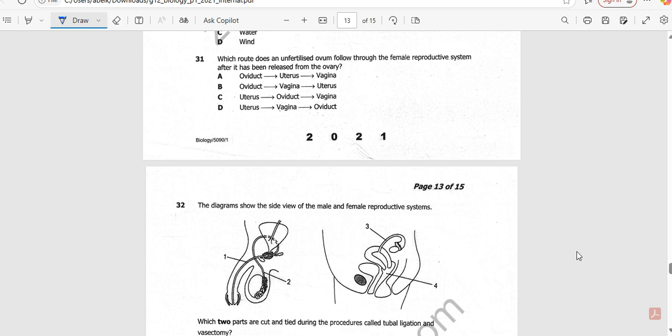Which route does an unfertilized ovum or egg follow through the female reproductive system after it has been released from the ovary? So from the ovary, it's supposed to move into the oviduct. Oviduct, uterus, then vagina. So this is the end point where the menstrual flow moves out. So the answer is A.